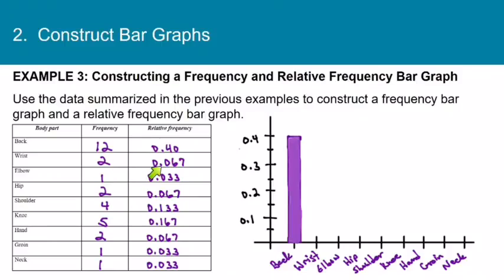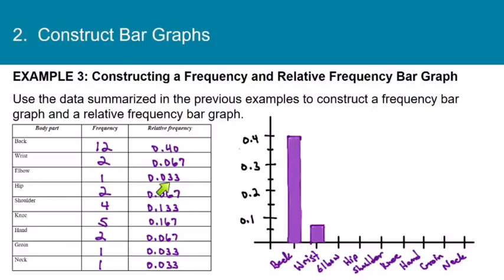The second bar is 0.067, which looks bad, but remember the graph is not that exact, so you really are not measuring to the third decimal place. We just see that if this first tick mark is 0.1, then halfway between the axis and the tick mark would be 0.05. So 0.067 would be just a little above that. So I'll let that bar come to about right here.